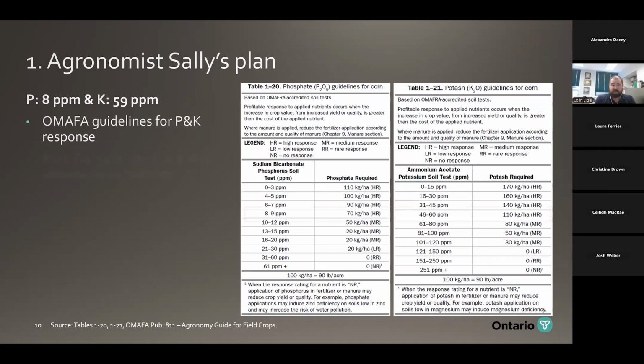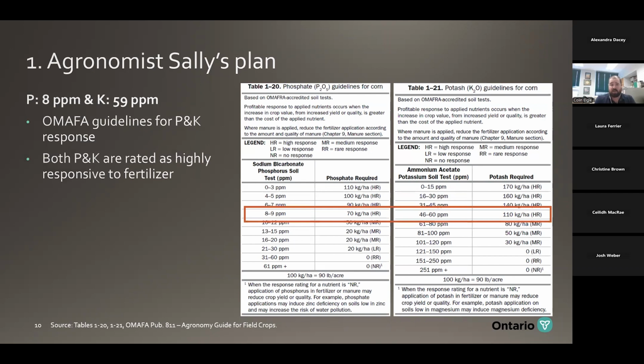So we can also see that beside each of those test levels and the recommendation for phosphorus and potassium, there are letters, HR, MR, LR, etc. And those are really the chance of response to that added fertilizer. So in both cases, based on the soil test levels that we have here, they're rated as highly responsive. And so that means that we are most likely to see a response to that nutrient in the year of application.